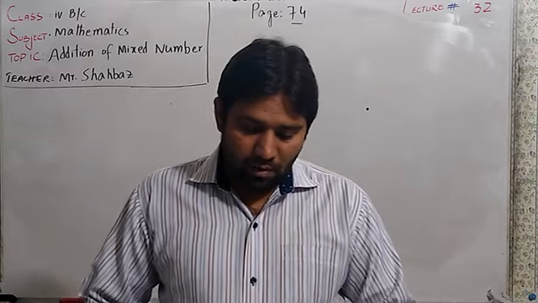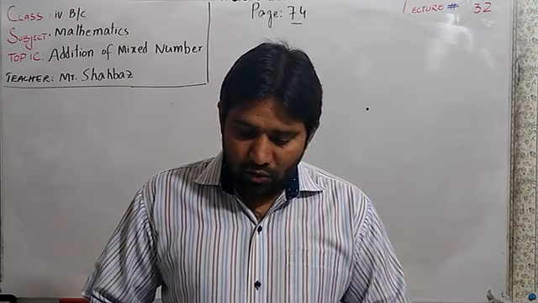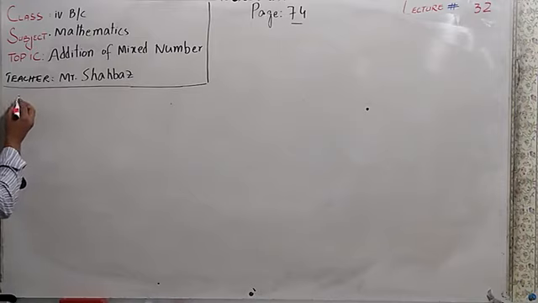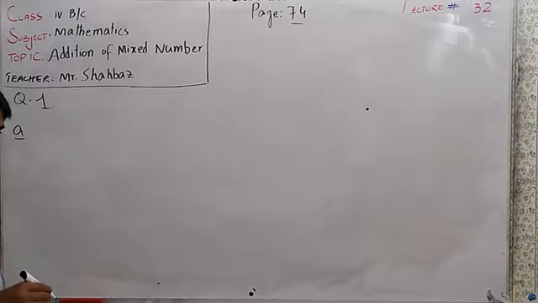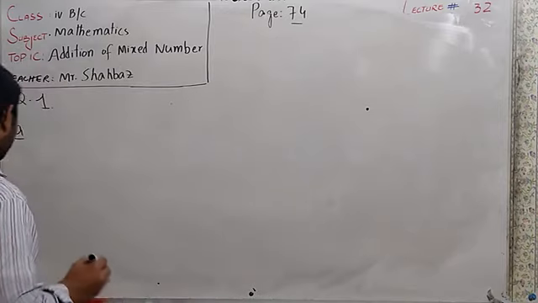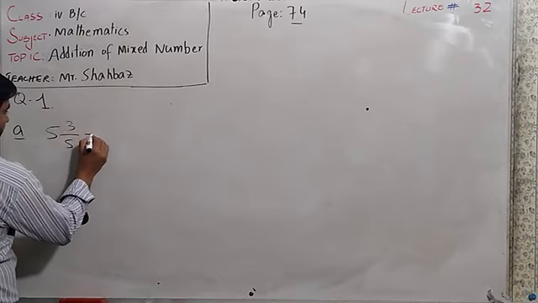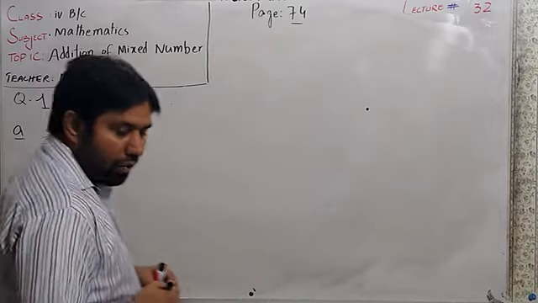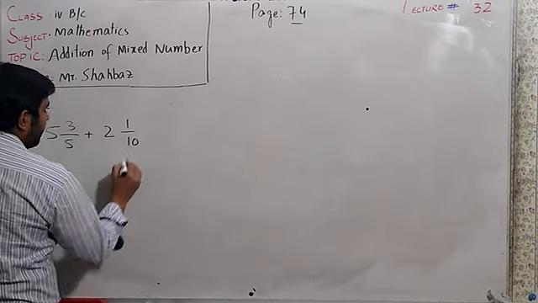Question number 1 is: add these mixed numbers, making sure your answer is in its lowest terms. Question 1, part A: 5 whole 3 over 5 plus 2 whole 1 over 10.